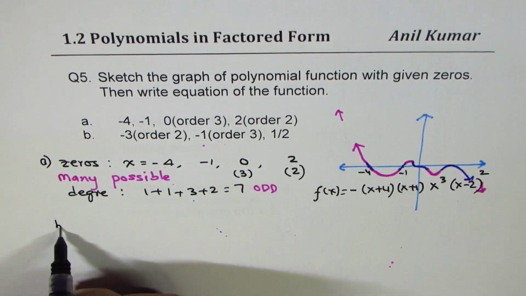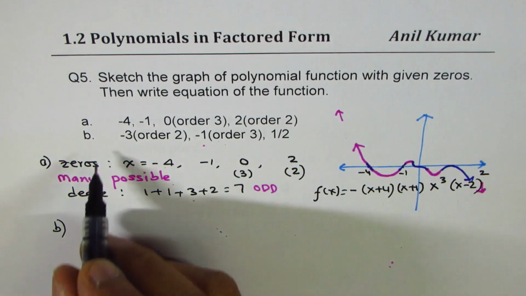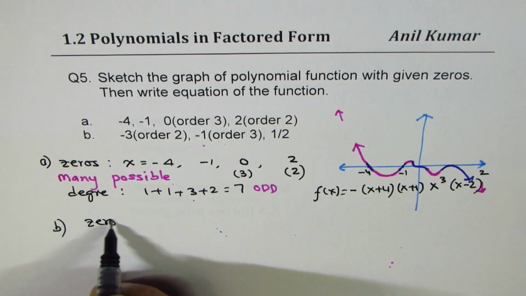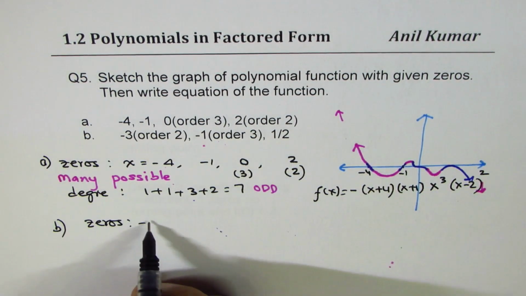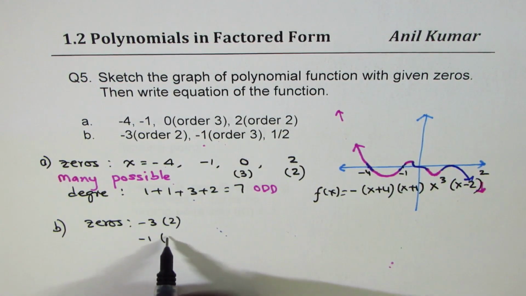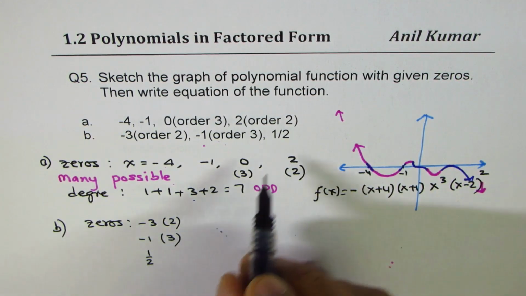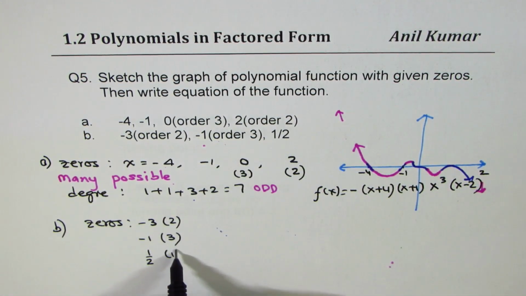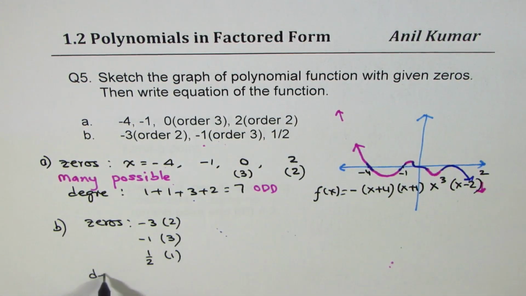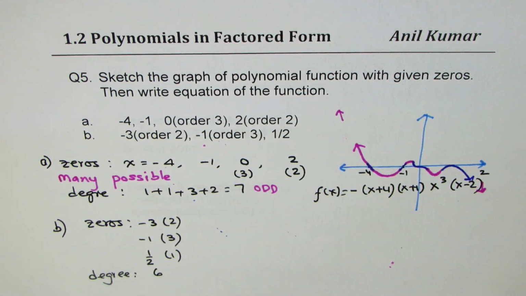Now for B, I'd like you to do it yourself. The process is simple. First, list all the zeros. So the zeros are at -3, the order is 2. Then at -1, the order is 3. And then it is at half. If nothing is written, that means the order is 1. Now what is the degree of this polynomial? Combine all these zeros. 2 plus 3, 5 plus 1, 6. So it's an even degree polynomial.